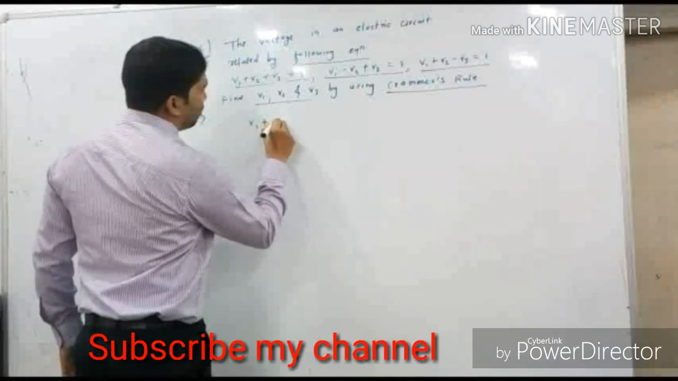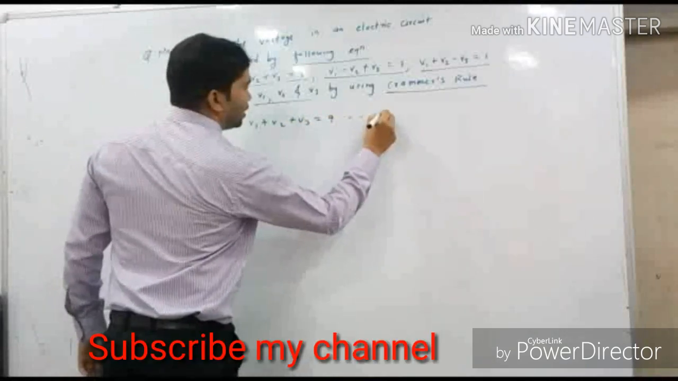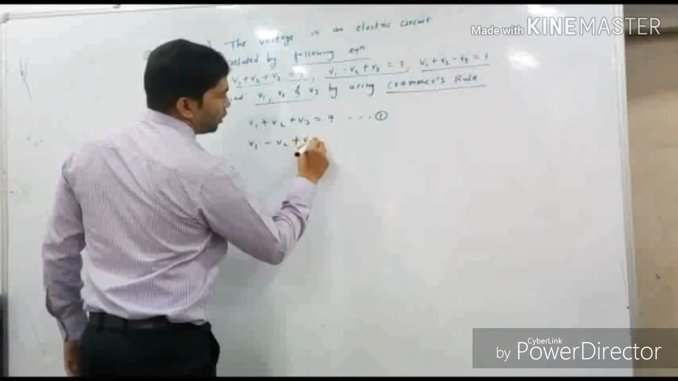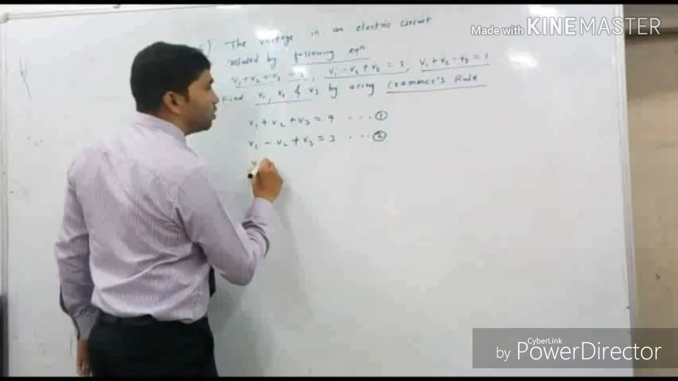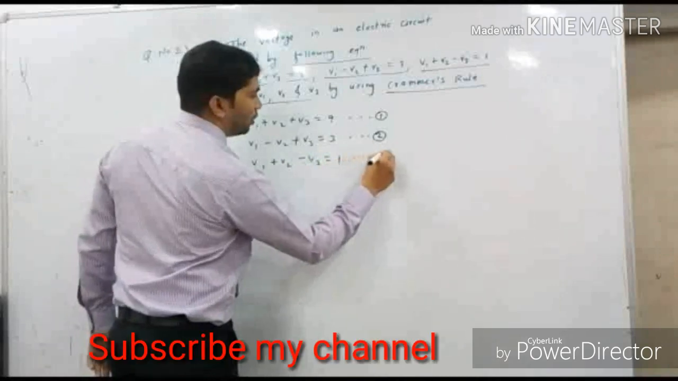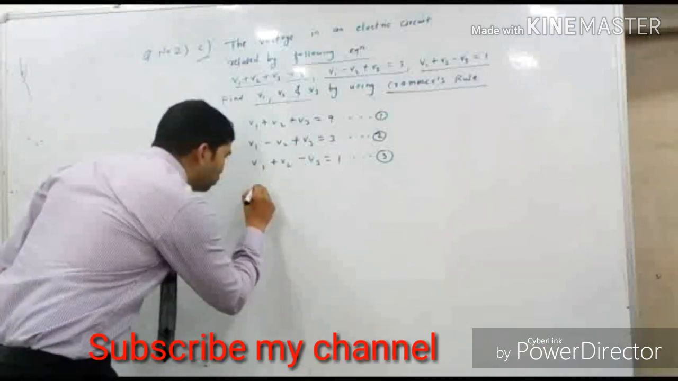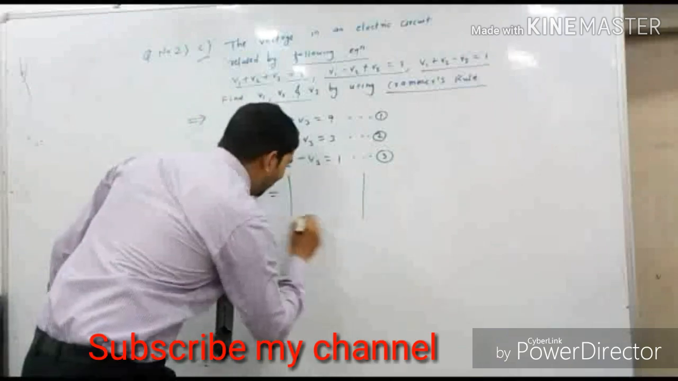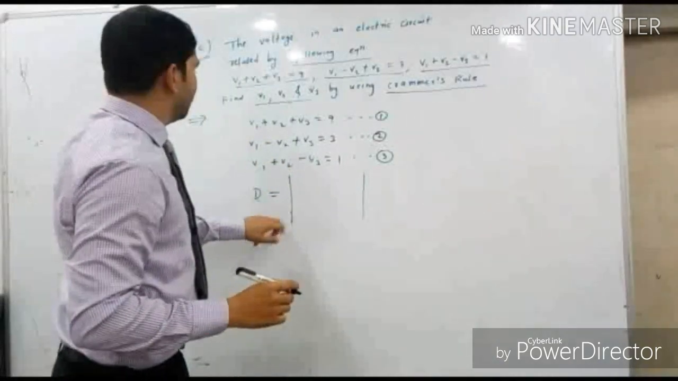First one is V1 plus V2 plus V3 is equal to 9. That is equation 1. Second one is V1 minus V2 plus V3 is equal to 3. That is equation 2. And third one is V1 plus V2 minus V3 is equal to 1. That is equation 3. So by using Cramer's rule we have to find first of all D.